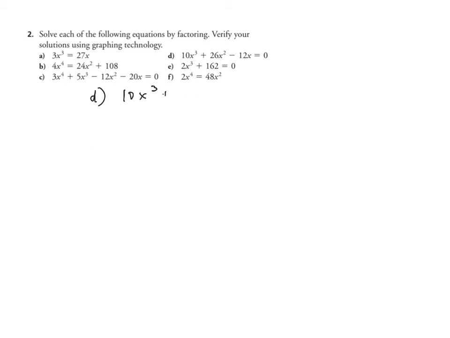10x cubed plus 26x squared. This one already looks easy. Number 1, I don't have to bring anything to the left because it equals 0. Number 2, I see that there's an x, and is there a 2 in all of them? 2x in all of them, so it's 5x squared plus 13x minus 6, and so we already have a quadratic.